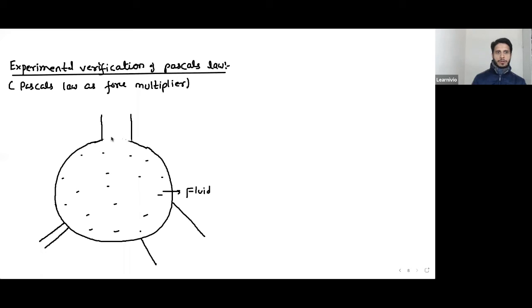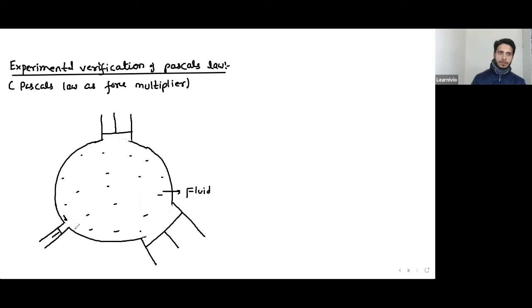And this is open now. This is open. This is the piston. Through this piston, you can either push this liquid inwards or this liquid can push this piston outwards. So it's very clear from the figure that every piston has a different area of cross section.